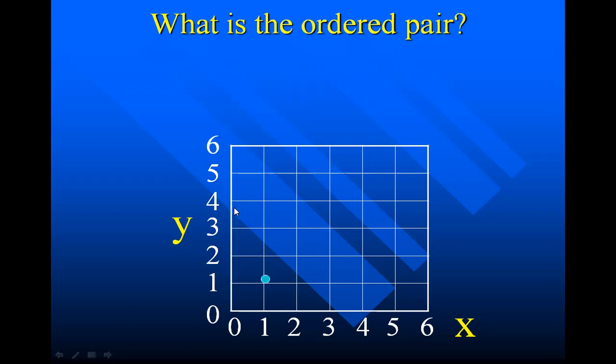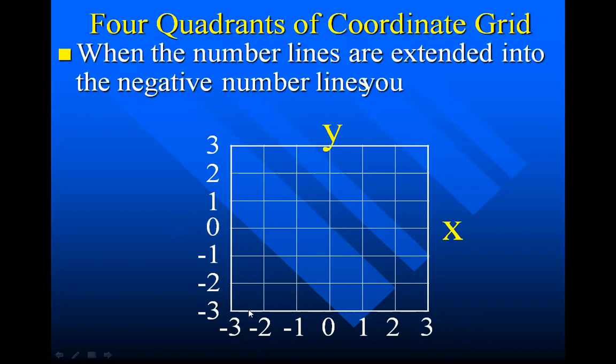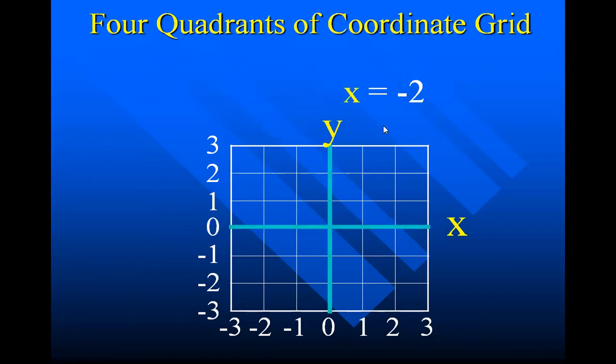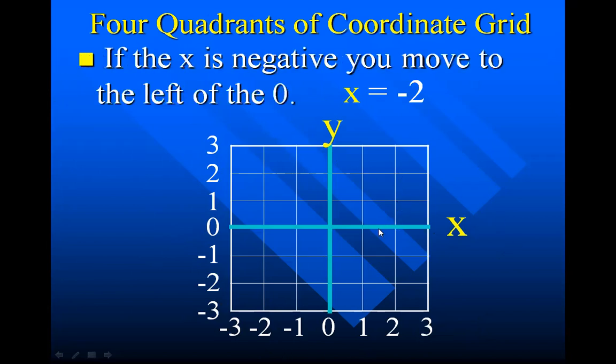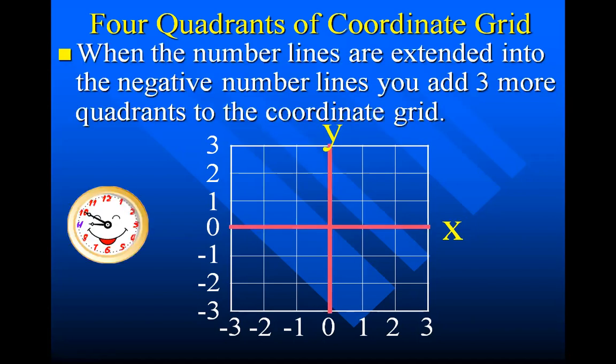Okay. Next one, how to represent the ordered pair 1 and 1. What is the ordered pair? Okay, 1 and 1. Here we extend the coordinate grid into 4 quadrants, because x contains positive and negative and y contains positive and negative. We make an extension for this. Here, I divided the coordinate grid into 4 parts.